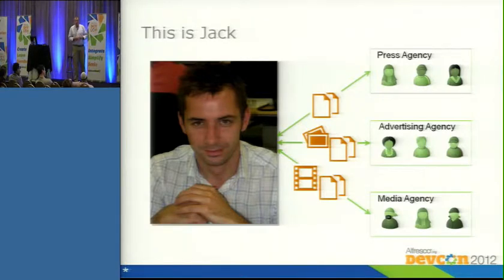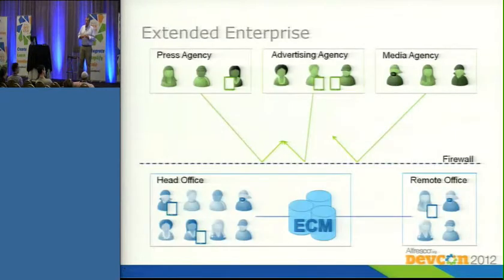He sends a lot of files. There could be documents going to the press agency, there could be images going to the advertising agency, and video files coming from his media agency. The problem is that Jack cannot share these easily with the people outside his organization. Jack's using ECM in his organization, but it's protected by a firewall. And what you're going to find is the IT guys aren't going to let you open up that firewall to let those agencies come in and access all of that content inside his on-premise systems.